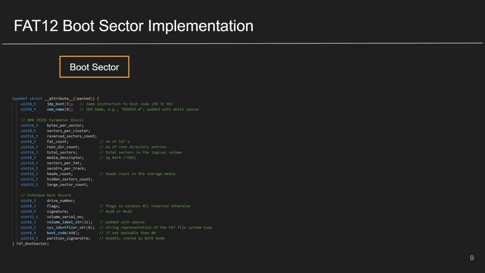The structure is divided into 3 main parts. The jump code plus OEM name: these are the very start of the sector, the first 11 bytes. The jump code is an instruction for a bootable disk, and the OEM name is labeled as MS-DOS 5.0. Next is the BIOS parameter block. This section describes the geometry of the disk: how many bytes per sector, number of FATs, root directory entries, and total sectors. Basically, it tells the OS how to interpret the rest of the disk. And last, we have the extended boot record. Added in later FAT versions, this stores metadata like drive number, volume label, system ID, FAT12 or 16, and ends with a mandatory signature 0x55AA.